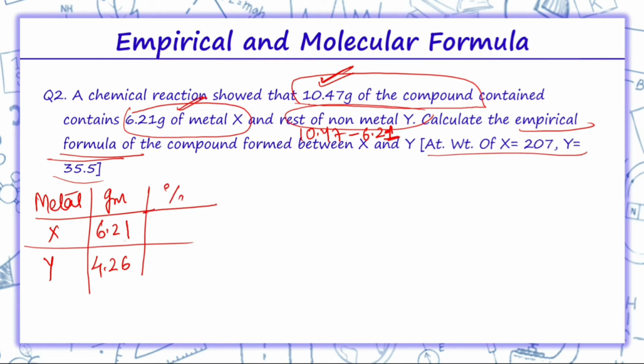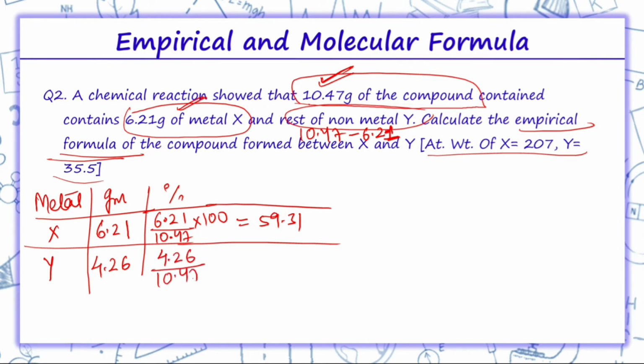So how will we calculate the percentage? 6.21 upon 10.47 into 100, which is equal to 59.31%. For Y, we will calculate the percentage: 4.26 divided by 10.47 into 100. So percentage composition we learned in part 1. So the percentage will be 40.69.